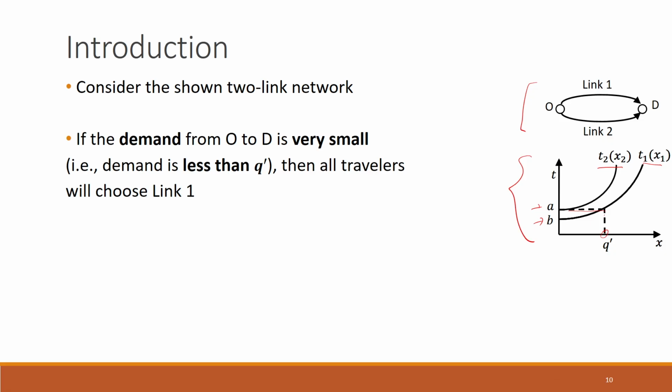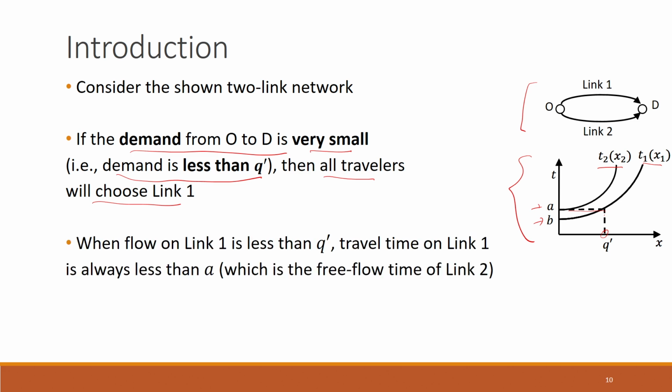First, suppose the travel demand from O to D is very small, that is, the demand is less than Q dash. Then all the travelers will choose link 1. Why is that? That is because when the flow on link 1 is less than Q dash, travel time on link 1 is always less than A, which is the free flow travel time of link 2.